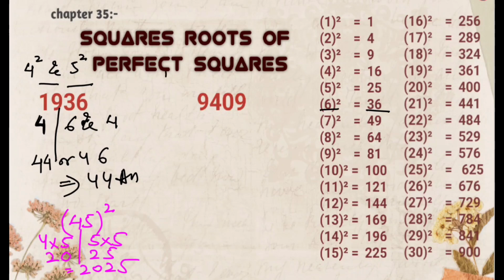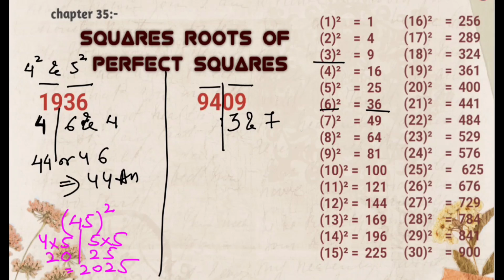Now let's take another example. So here also we'll divide the numbers into pairs. One pair is 09 and the other pair is 94. Now let's take the second pair, that is 09. Here we have to find the square of a number which ends with 9. Square of 3 ends with 9, and square of 7 ends with 9. So we get two options over here, 3 and 7.